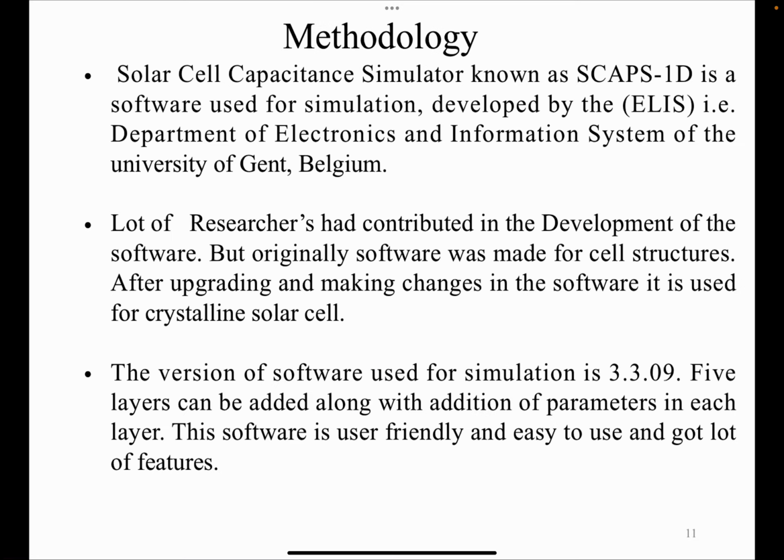Methodology. We can see the solar cell capacitance simulator known as SCAPS. This is one of the software you can easily use, made by the Department of Electronics and Information Systems of the University of Ghent, Belgium. This is one of the best software, with the version 3.309. You can use this to add the experiments and find out different layers. You can take different layers, fluorine tin oxide, or you can take any other layer, then you find out the solutions of that.